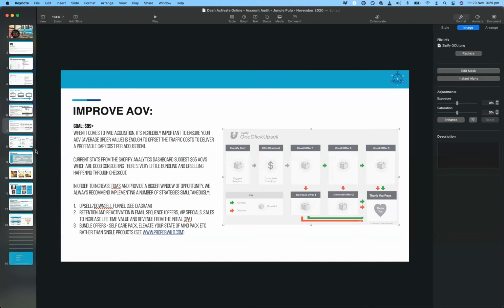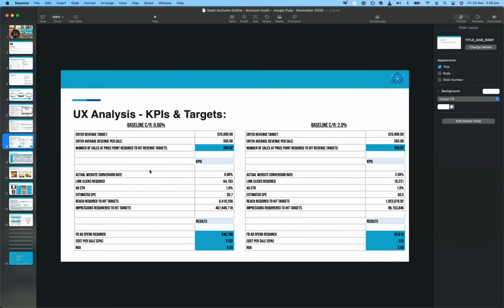Last little bit, I have mapped out some Facebook ad strategy stuff. I won't spend too much time on it, but I think it is interesting to go through.